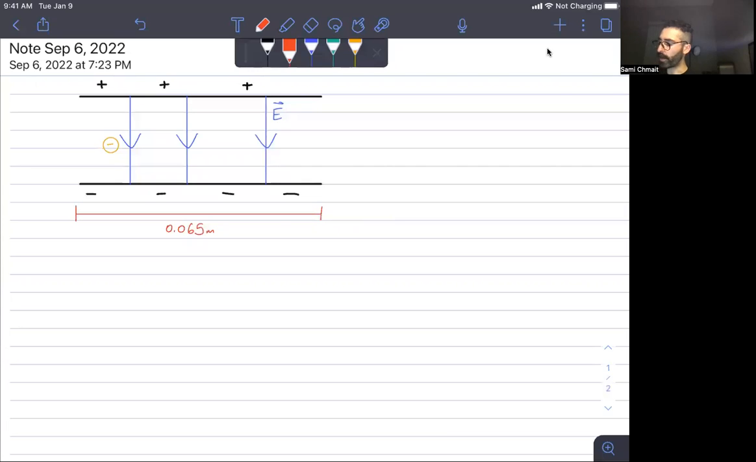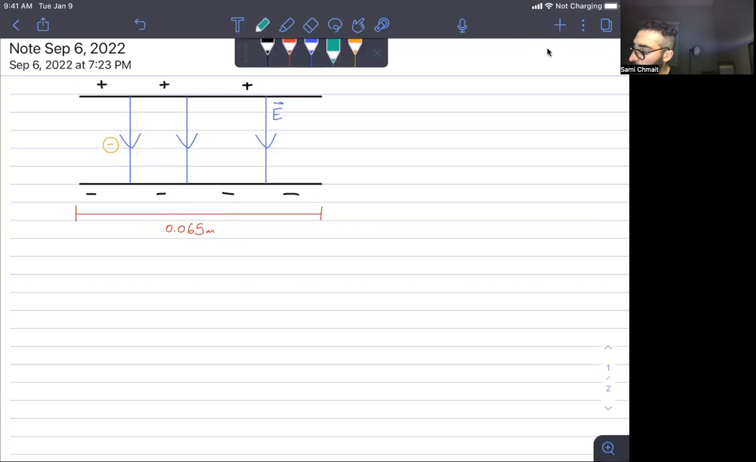All right, so this was the one that we were having trouble figuring out during session. So I already drew out our diagram here. We have an electron that's entering these parallel plate systems. We know that there's a distance of 0.065 meters between them.